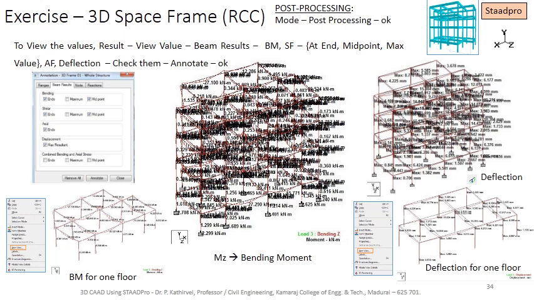To see the deflection, you can select the button with the green arc, which shows the deflection of all levels. Here also, similarly, you can select each level to view the deflection at various points in the frame.